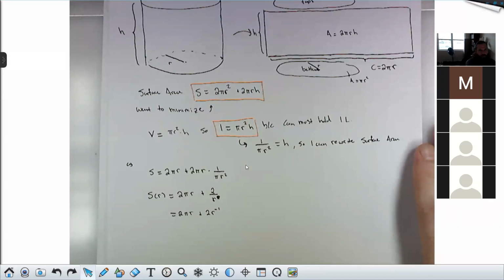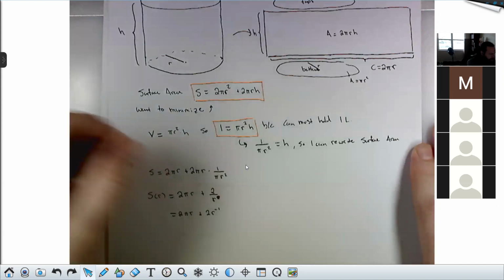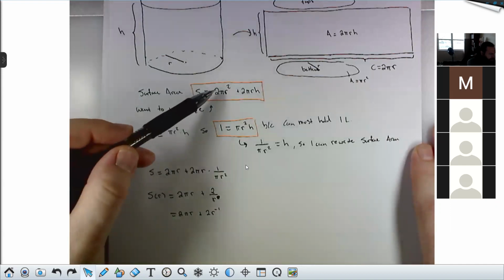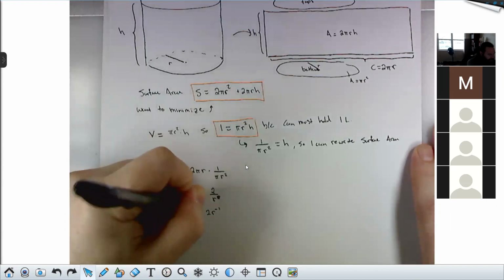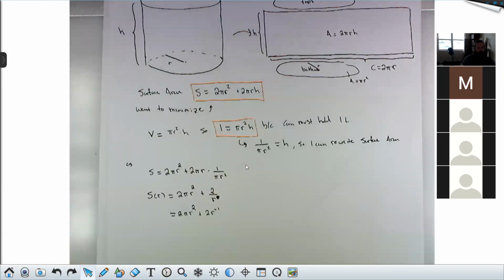In the pi r squared. Oh, thank you. Let me see, 2 pi r squared, right? Yeah, this should be a squared. Thank you. You're 100% right. Thank you, thank you. All right, so this is our surface area as a function of the radius.